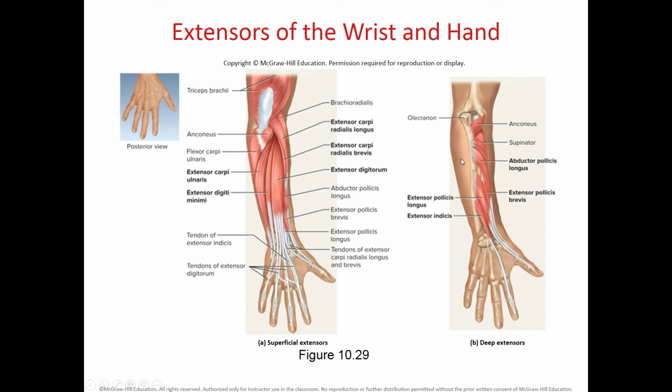And then here we have the deep extensors, so the anconeus, which is actually an extensor as well, together with the triceps brachii. So the anconeus is a synergist of the triceps. Here we have the supinator, and then abductor pollicis longus, which abducts or brings out our pollex. This will be the extensor pollicis brevis. This will be the extensor pollicis longus and extensor indicis. So we can extend our index.